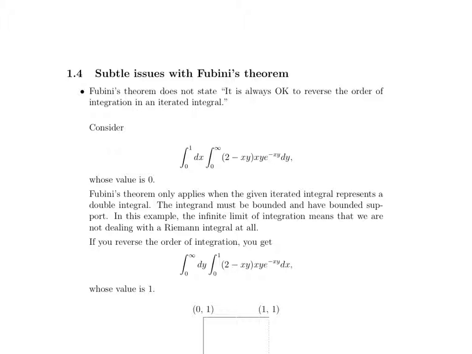Last but not least, a couple tiny clarifications about Fubini's theorem. A lot of people get really pumped about Fubini's theorem, and they think that it means it's always okay to reverse the order of integration in an iterated integral. Well, what if we look at this double integral? Note that we have bounds 0 to 1 in the x direction and 0 to infinity in the y direction, and then we swap that order of integration down here. What's interesting is that this order of integration evaluates to 0, this order of integration evaluates to 1, and you might be thinking, Fubini, you have failed me. But in fact, he has not.